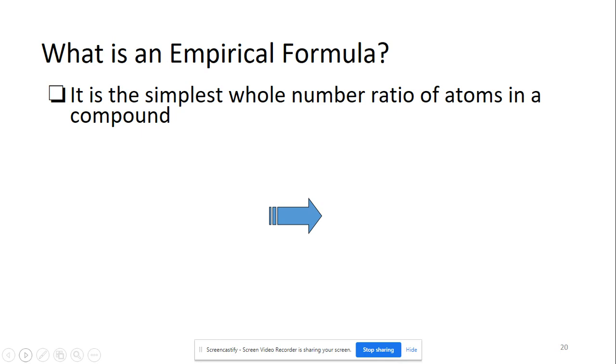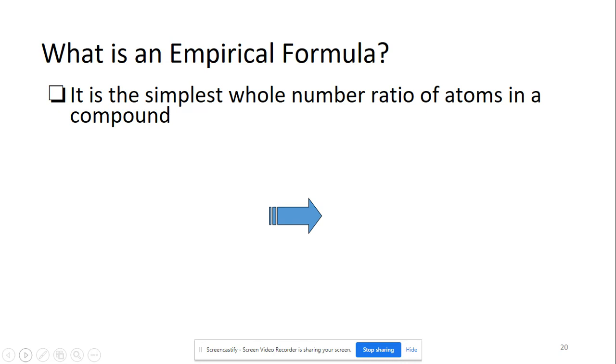Okay, so continuing on 7.4 in this unit, we are going to learn how to calculate the empirical formula of a compound. Before we do that, let's learn about what an empirical formula is. An empirical formula is the simplest whole number ratio of atoms in a compound.